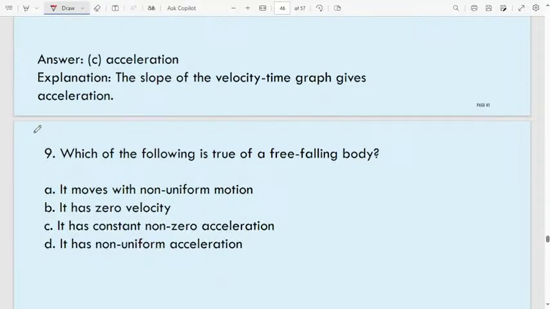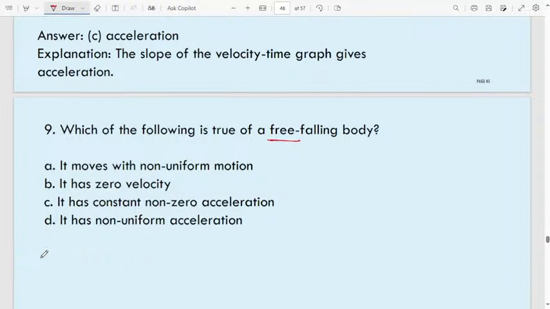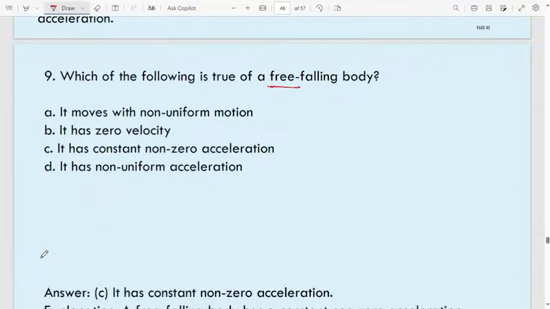Most important question. Which of the following is true of a free falling body? Option A, it moves with non-uniform motion. Option B, it has zero velocity. Option C, it has constant non-zero acceleration. Option D, it has non-uniform acceleration. Option C will be the correct answer.